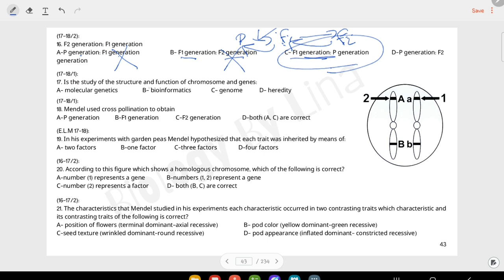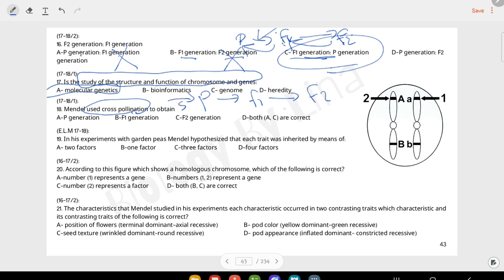The study of the structure and function of chromosomes and genes: we said the science that studies the structure and function, is it heredity or molecular genetics? It's molecular genetics. Okay. Now, question 18. Mendel used cross-pollination to get what? Cross-pollination is only to get F1, because we said this is P, F1, F2. This is self, this is self. Only here it's cross. So only F1 we get by cross-pollination.